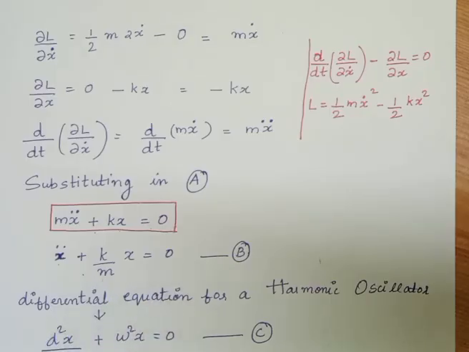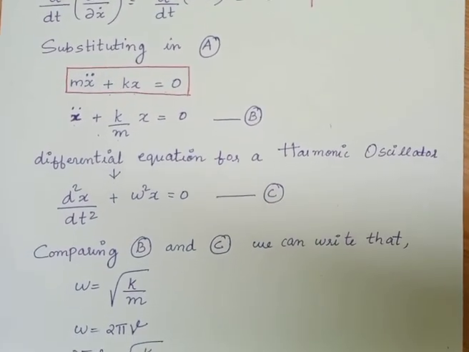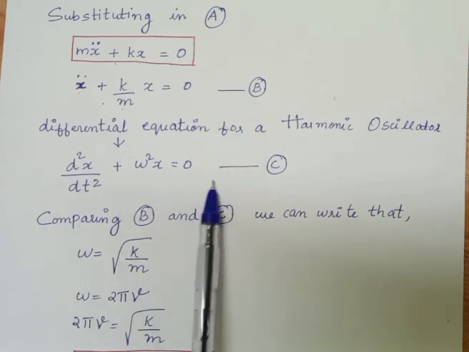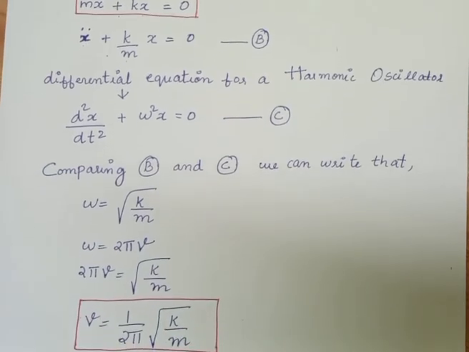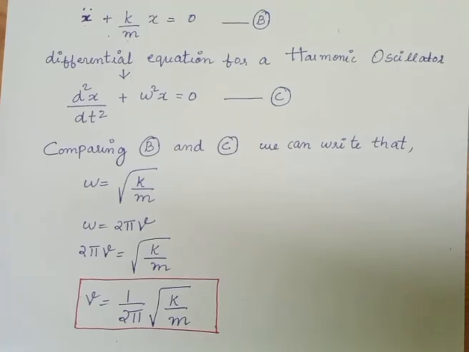The differential equation for a harmonic oscillator is d square x by dt square plus omega square x equal to 0. Comparing equation B and equation C, we can write that omega equals root of k by m, and we also know that omega equals 2 pi nu. Comparing these two equations we get 2 pi nu equal to root of k by m, and from here nu equals 1 by 2 pi root of k by m, and this is the frequency of oscillations.